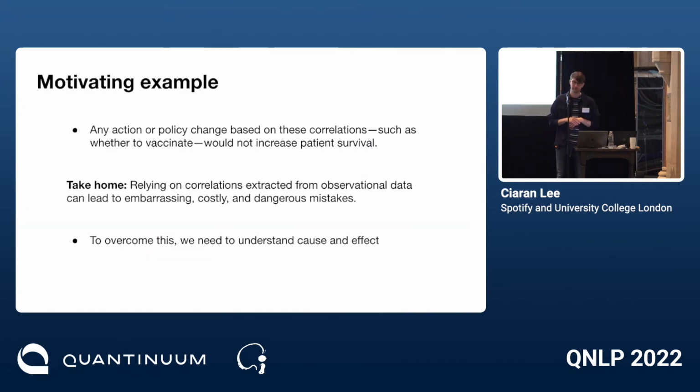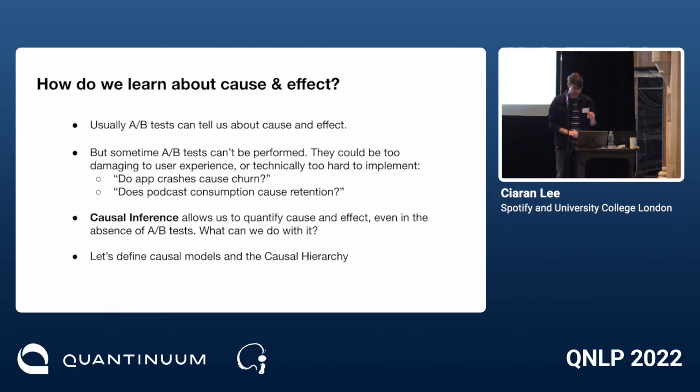So the take home from this is that any action or policy change based on these correlations, such as whether we should vaccinate a population, would not have increased patient survival. So relying on correlations extracted from observational data can lead to embarrassing, costly, or in this case, dangerous mistakes. So to overcome this, what we need to do is reason about cause and effect rather than just looking at raw correlation. Cool. So how do we do this?